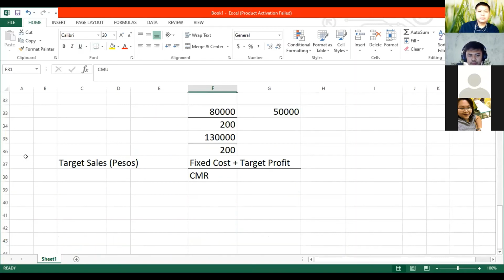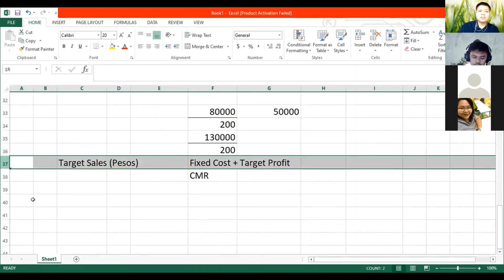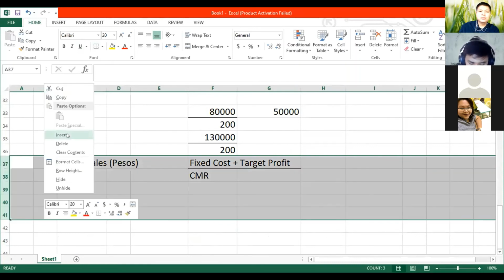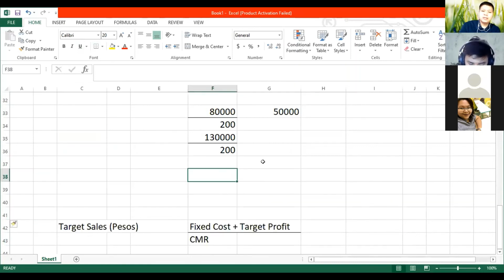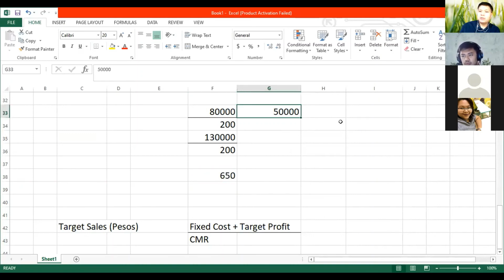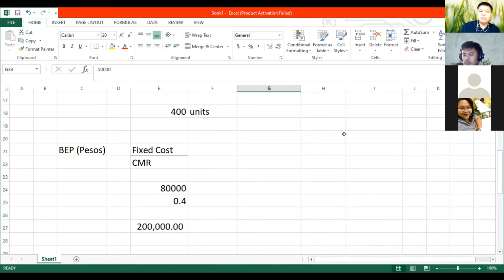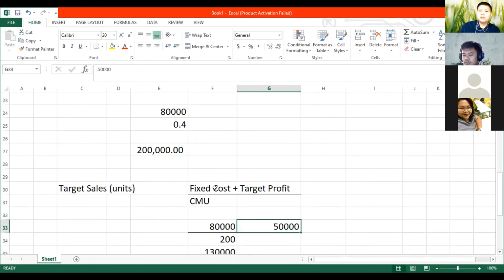What's the answer? How many will I sell so that I get a target profit of 50,000? So 130,000 divided by 200. So I will need to sell 650 units. Para maka-target profit ako ng 50,000. What's the formula? The formula is this. Fixed cost plus target profit over your CMU.